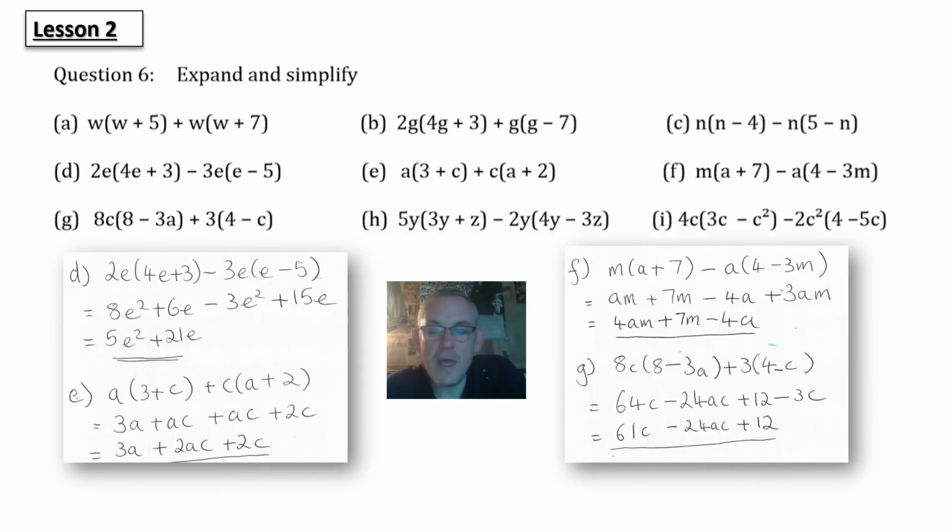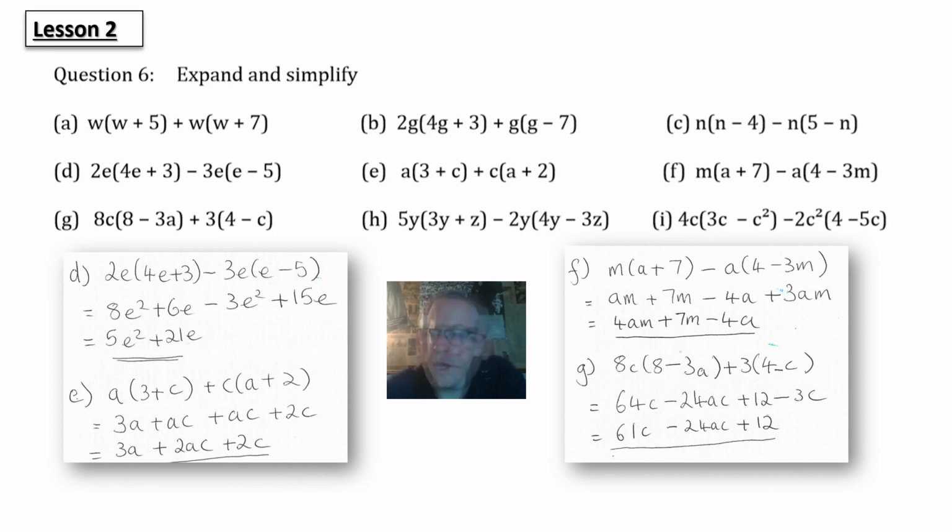And here are the worked answers to the rest of them here. And I will leave those there. And just work your way through them. They get a little bit tricky, look. We've got AM here, and we've got minus 3M there and a minus A, so that's plus 3AM there, so that's 4AMs. So look out for those.